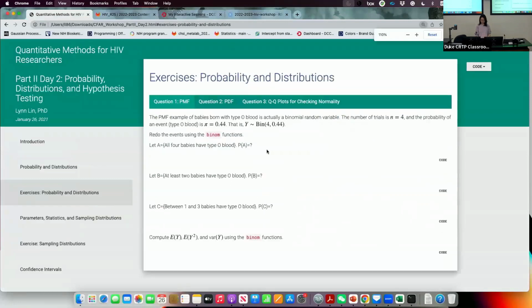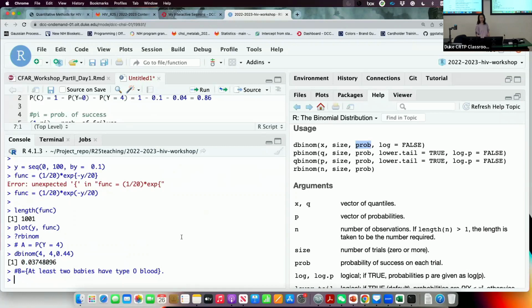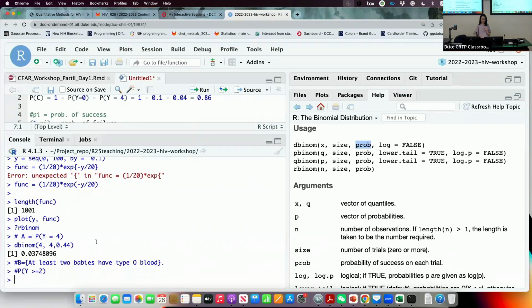Okay, now let's look at the second one, B: at least 2 babies have type O blood. Let's just copy it here. That says at least 2 babies have type O blood. Translated, we are interested in finding the probability that Y is greater than or equal to 2. So how can we get this probability in R, using either of these functions? There are actually multiple ways. Can you think of a way? Like 1 minus D binom, maybe?